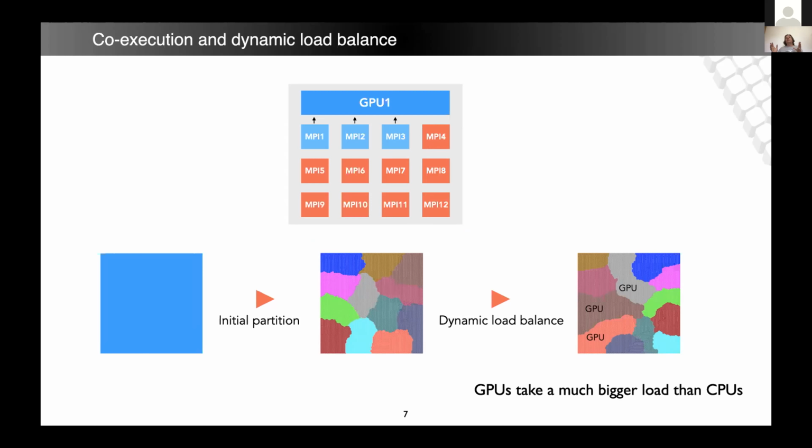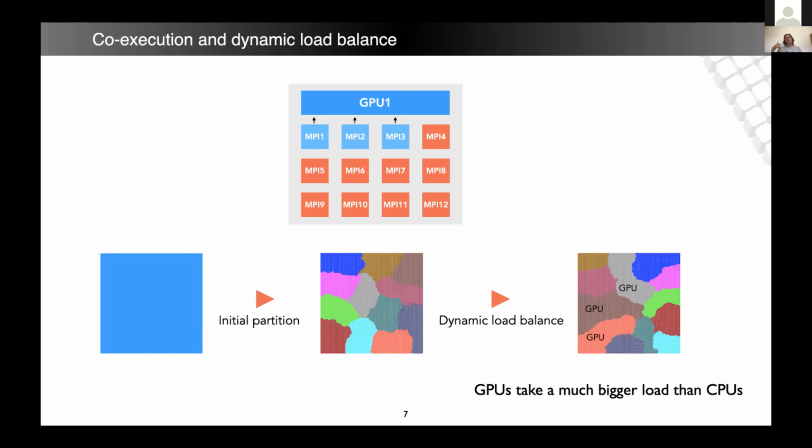So if we have a typical node, say 12 cores, 3 of them offload their work to the GPU, and the other 9 do a small part of the work. Obviously, the GPU is more powerful, so you have to partition accordingly. You have to send the big subdomains to the GPU and small subdomains to the CPU. We have a dynamic load balancing approach that allows us to obtain an optimal balance.